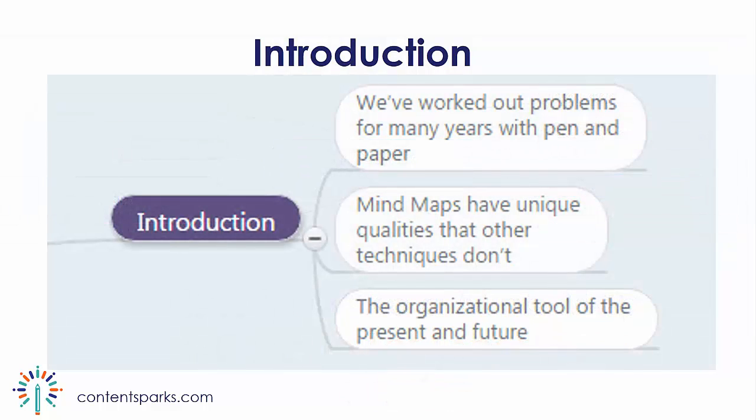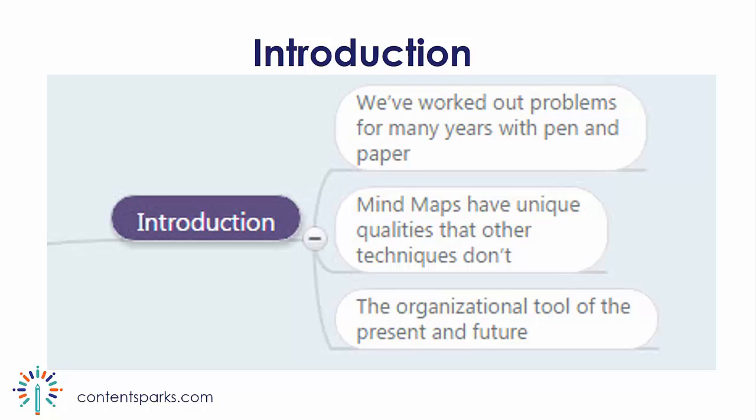You see, human beings have worked out their problems, brainstormed ideas, and put together projects for many years with the good old trusty pen and paper. But mind maps have unique qualities that lists and other linear organizational tools don't. See, they let loose the brain to see things in more visual ways and avoid the clutter of straight text. And with this visual picture, you can see patterns and associations that weren't necessarily clear before. This is why the mind map is widely considered the organizational tool of the present and future.